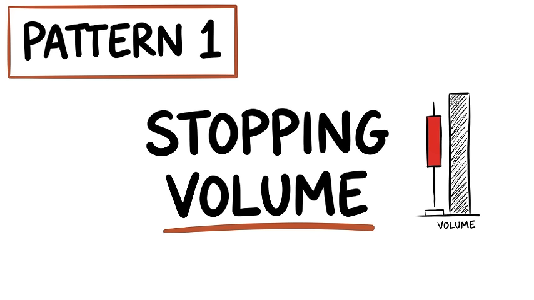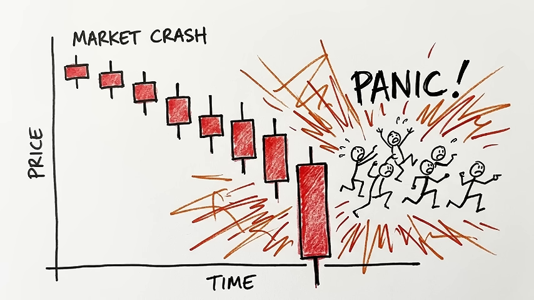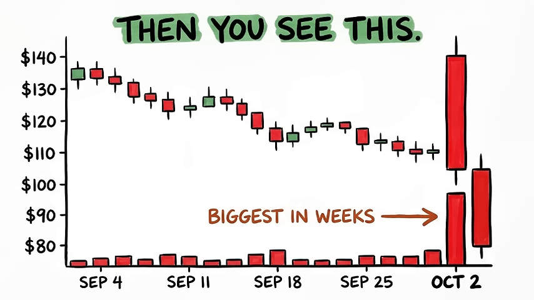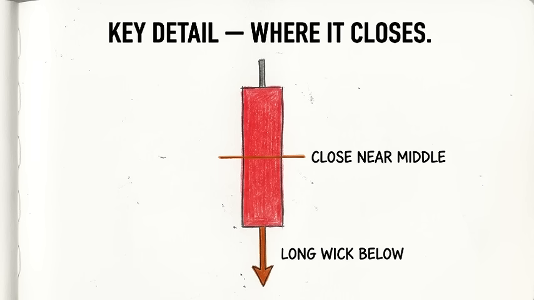Pattern 1. Stopping volume. Imagine price has been falling for days. Red candle after red candle. Panic is spreading. Everyone is selling. Then you see this, a tall red candle. The volume bar underneath is enormous, the biggest in weeks, but the candle doesn't close at the very bottom. It has a long wick below, and the close is near the middle of the candle's range.